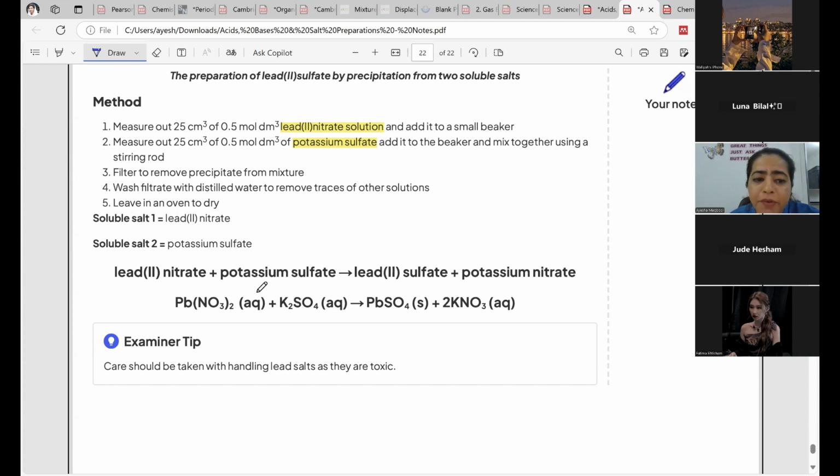A double displacement reaction will happen in which both the reactants are going to switch their ions and we are getting the final two salts. One of them is insoluble. This lead 2 sulfate is the one that we want to make over here.